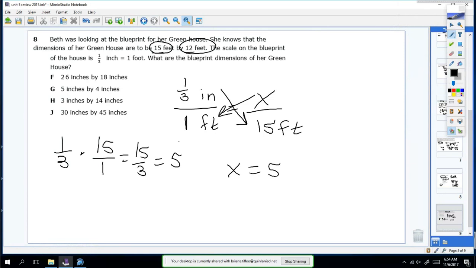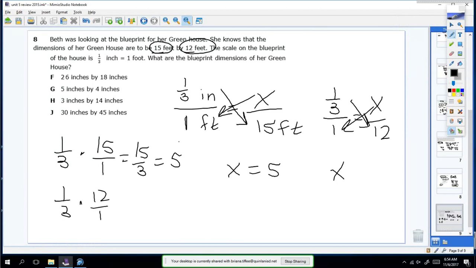That's my first one. So you're going to do it again. You're going to do 1/3 inch over 1 foot is equal to x over 12. Well, x times 1 is just x. So then you're going to do 1/3 times 12, put it over 1 to match up the numbers. You got 12 over 3. 3 goes into 12 4 times. So that means this is 4. So it would be 5 inches by 4 inches. The answer is G.